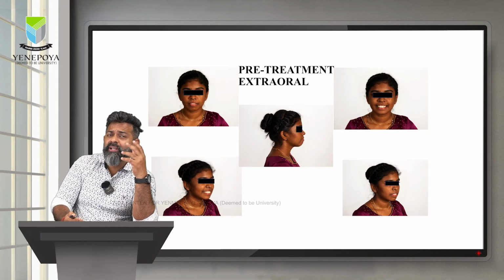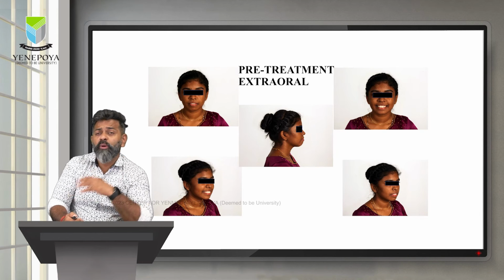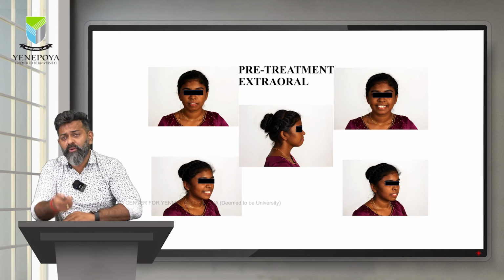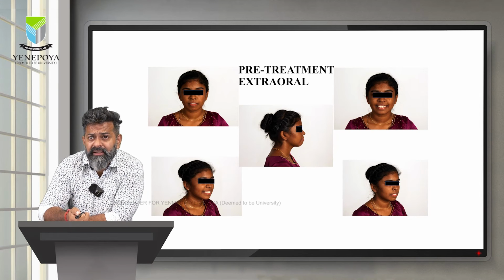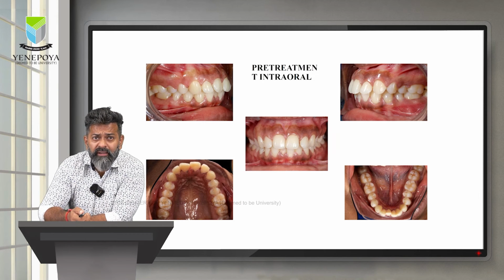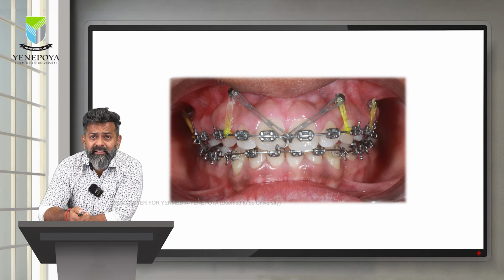Now let us see what are some rotation of the jaws we have done. This is one more case. Before rotation of the jaw, I want to show you one more case here. This is another case that has come to our department. She was having a gummy smile with the proclined upper and lower incisors.